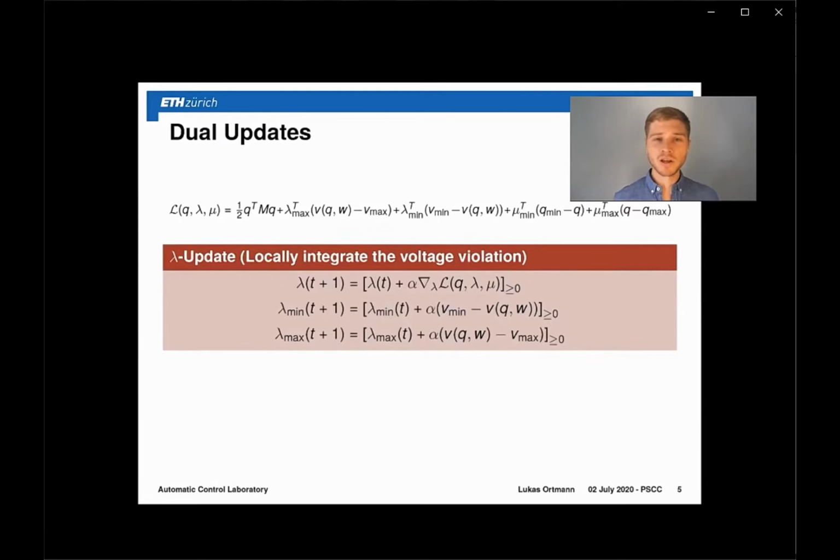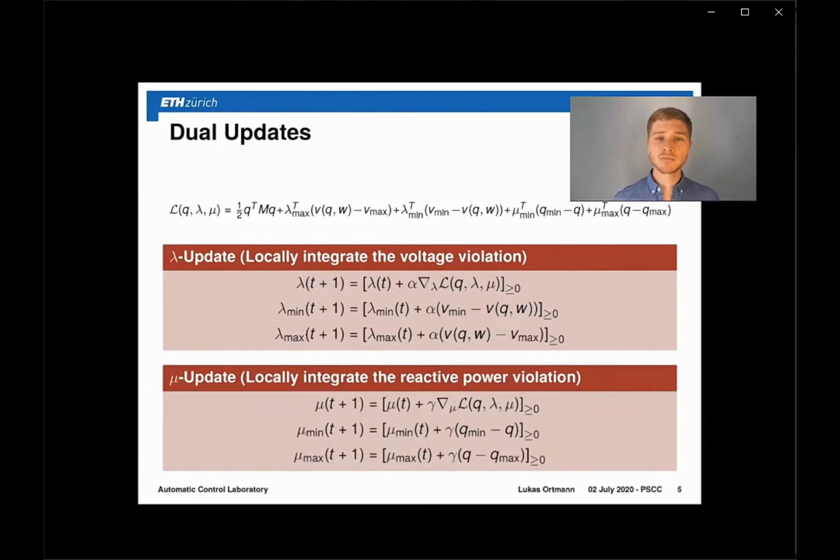Luckily, if we evaluate this derivative, then we see that the derivative of the Lagrangian with respect to lambda is actually just the voltage violation. Therefore, the lambda update is just a local integration of the voltage violation at each specific inverter. The same applies for our mu update. For mu, we do exactly the same thing. We take the Lagrangian with respect to mu, we do a gradient ascent, and here we have a different step size gamma, but the rest stays the same. We're just locally integrating the constraint violation, which in this case is the reactive power violation.